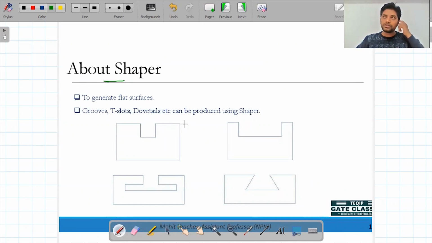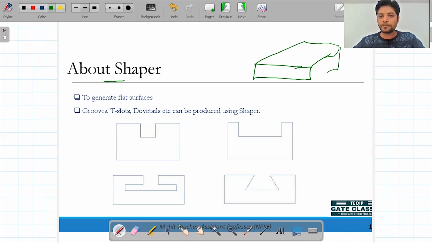First, generally this shaper machine is used to produce flat surfaces. Flat surfaces means, if you see this one, these are the flat surfaces. Flat surfaces doesn't mean that you have a rectangular bar of some specific length, and you will use it to remove material of a specific depth of cut only. Okay, it's not like that.